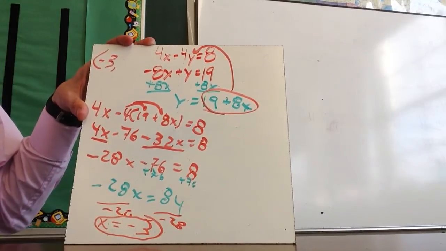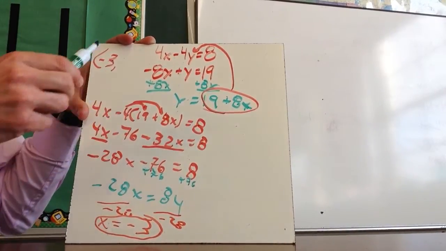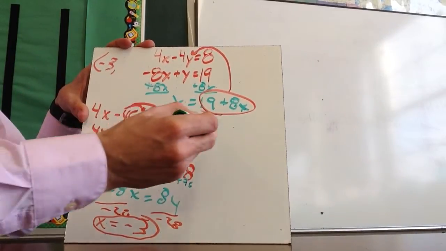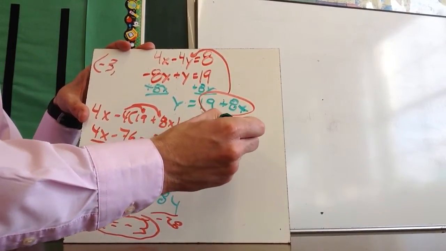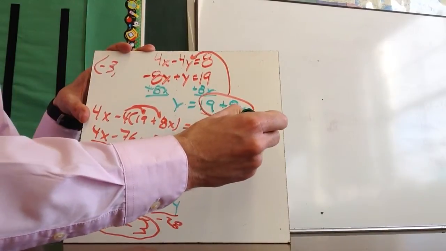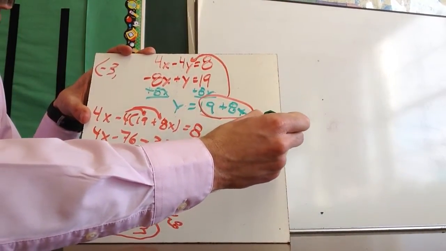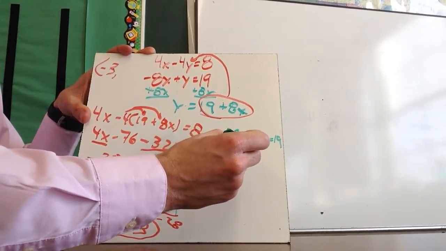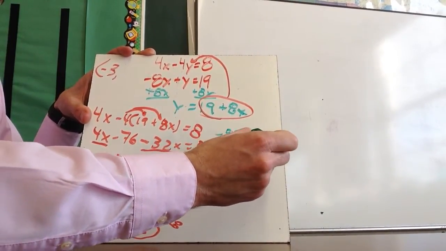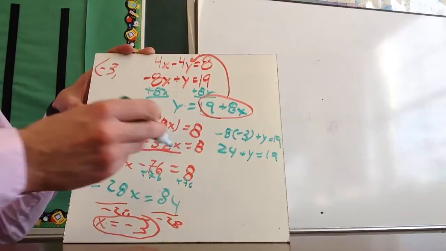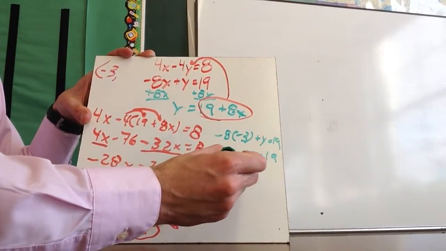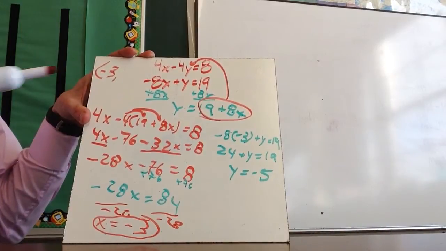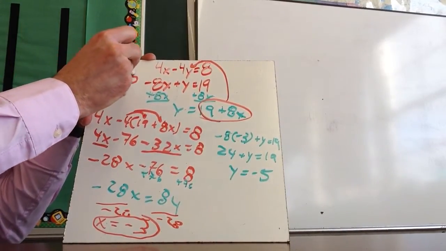Now, to find y, I'm going to take this x and substitute it in. I can put it into either one of these two equations. Let's put it into the first one. So this is going to be negative 8 times negative 3 plus y equals 19. This becomes positive 24 plus y equals 19. And then I'm going to subtract 24 from both sides. I got y equals negative 5. So the other part of my answer here is negative 5.